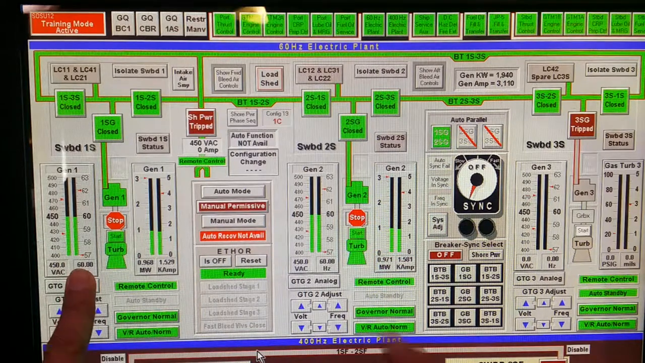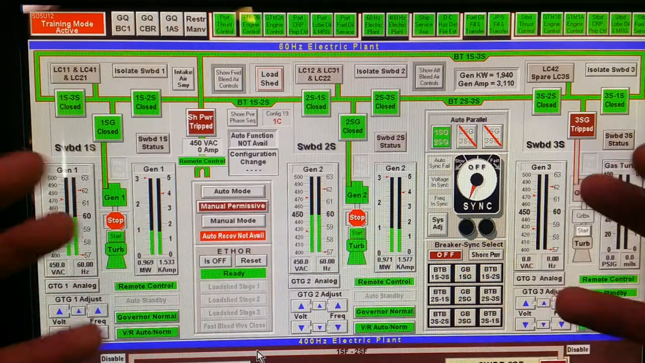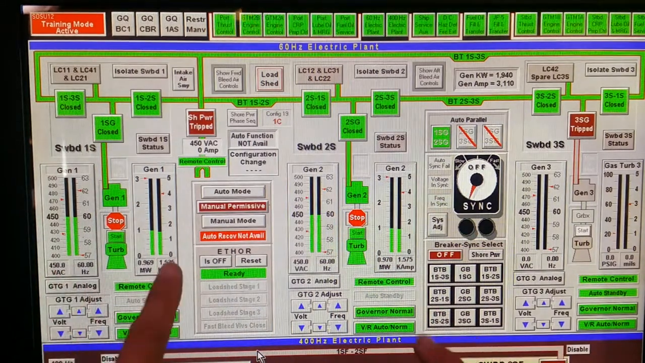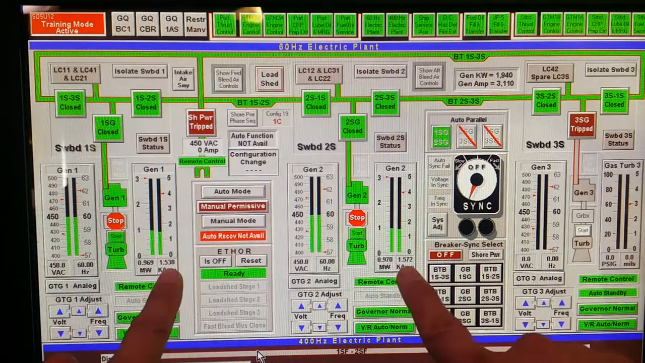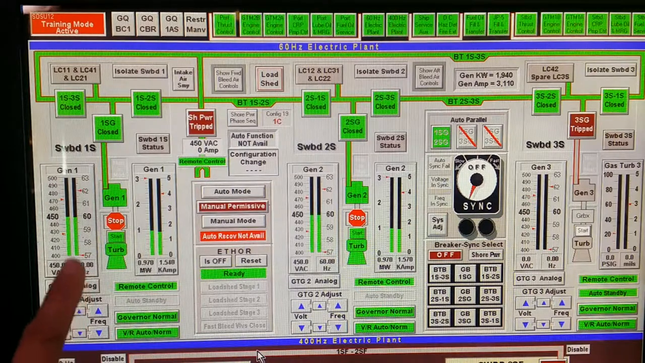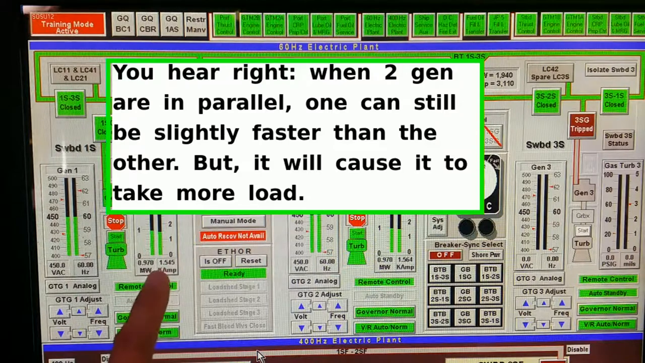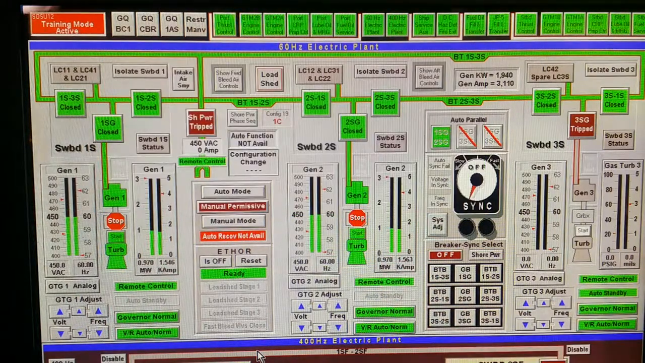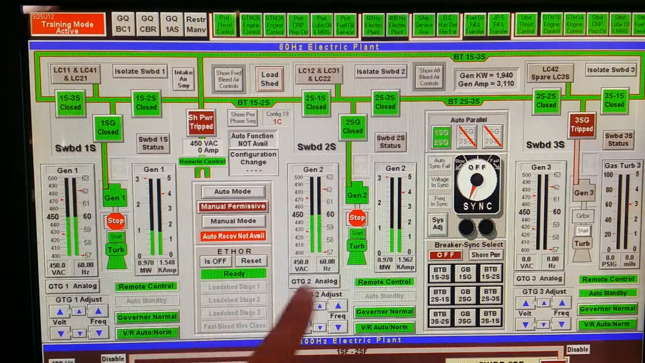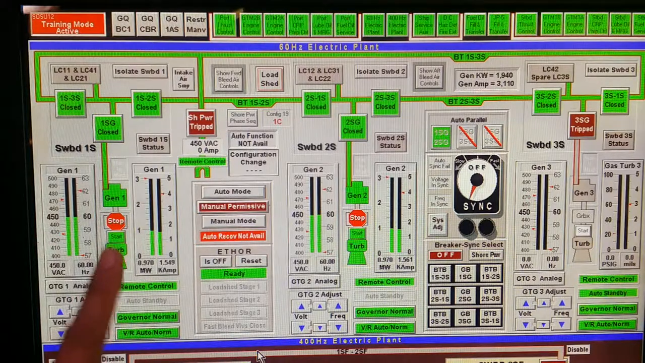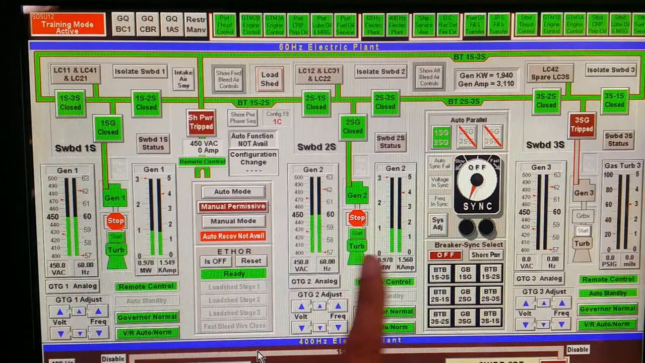Now, because both generators are going at the same speed, because they are in parallel working together, the loads are equal. If for some reason the frequency of this generator was to go higher, like 60.2 or 60.3, this generator is gonna take a higher load than the other one, because as a rule, the generator that goes faster is the one that takes the load. So that's why when we are ready to bring a generator online, we need to make sure that generator goes faster than the generator that is online.